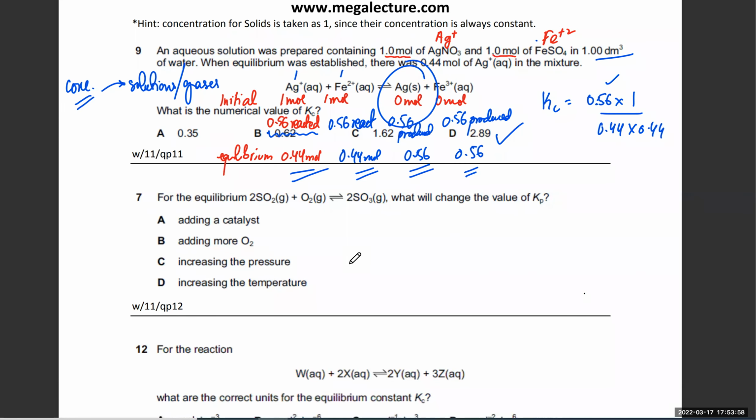Now remember, that's your Kc question. The other thing is, there's only one thing that changes the value of Kc and Kp, and that is temperature. Otherwise, it's a constant. So temperature is our answer. You'll get a lot of these questions, so make sure you remember this about Kc and Kp values. They do not change when you add a catalyst. They do not change whether you change the concentration or pressure or anything. Kc is a constant, and Kp is a constant.